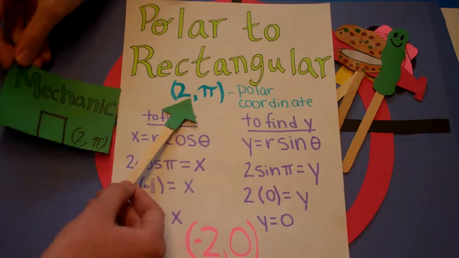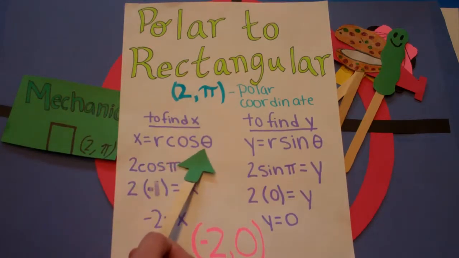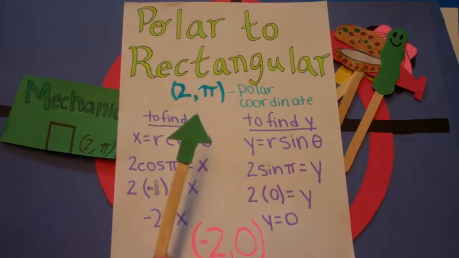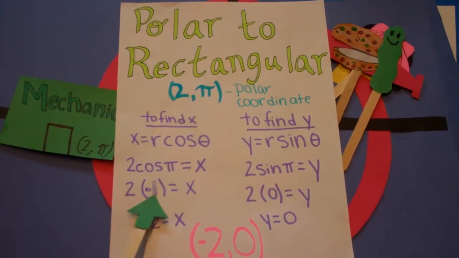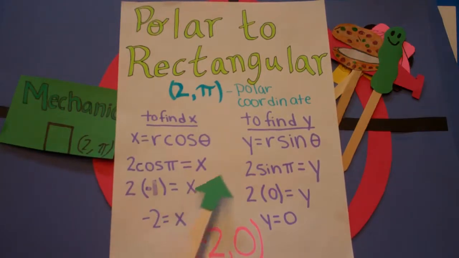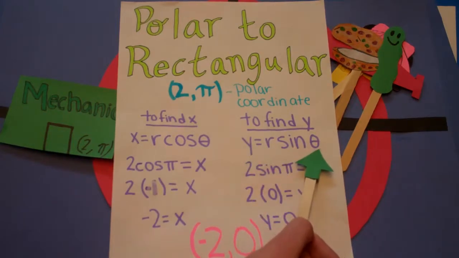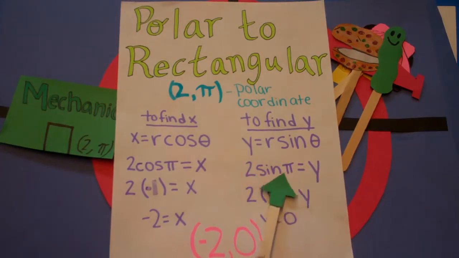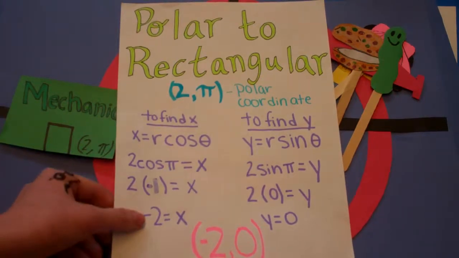We need to find x first, and to do so, we set up the equation x is equal to r cosine theta, and get x is equal to 2 cosine pi. From the unit circle, we know that cosine pi is equal to -1. We then multiply out and get x is equal to -2. To find y, we set up the equation y is equal to r sine theta, and get y is equal to 2 sine pi. We know that sine pi is 0 from the unit circle. As we multiply out, we get that y is equal to 0. The rectangular coordinate is -2, 0.